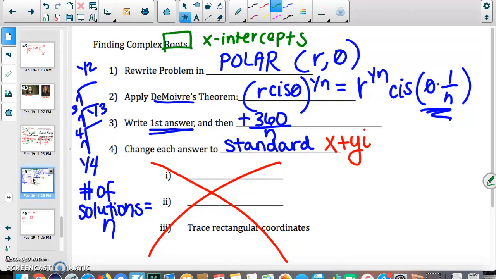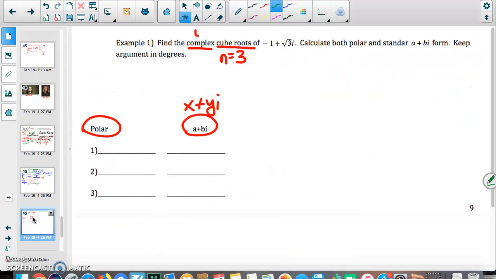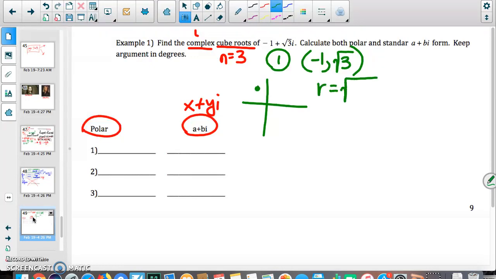Step 1, rewrite the problem in polar. All righty, let's do it. So it's -1, root 3, calculating in polar. You plot it, you figure out your r. Remember, when you square it, the negatives don't matter. I just leave them out.